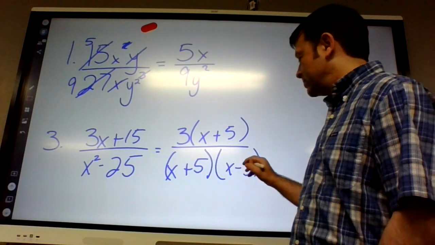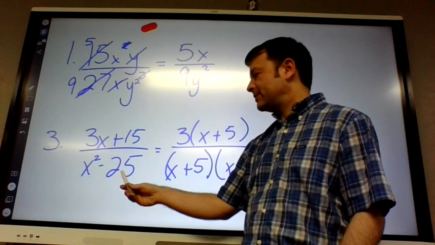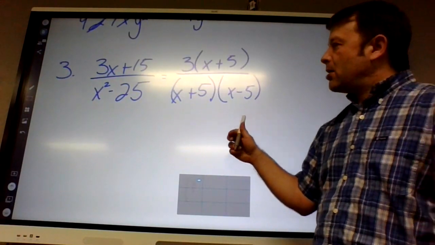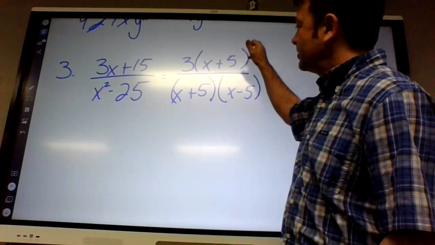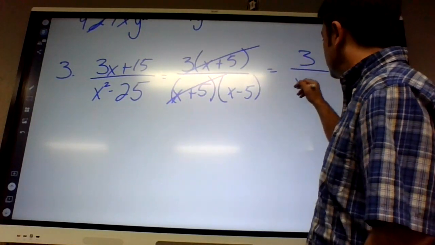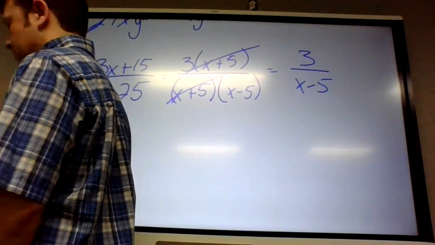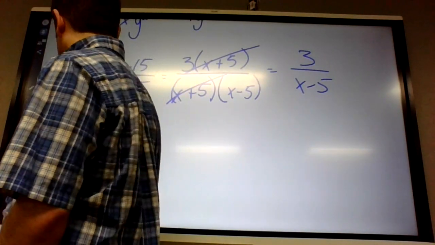Yeah. Squares are numbers that have square roots. Square root of this is x. Square root of this is 5. X plus 5, x minus 5. Oh, yeah, sorry, I forgot what I've done. Yeah, cancel out x plus 5, so it's 3 over x minus 5.